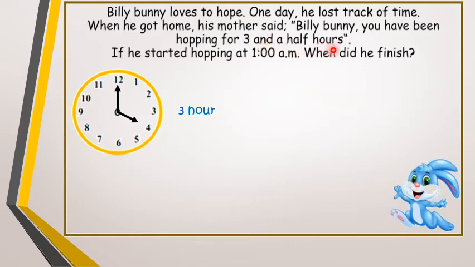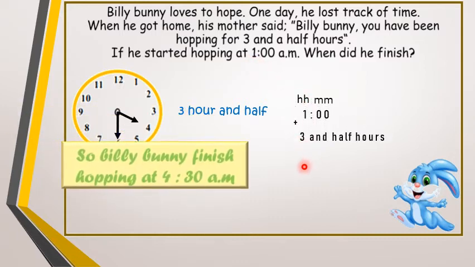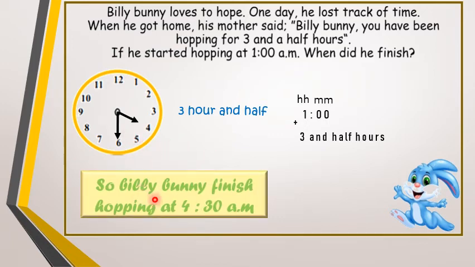Let's calculate the minutes. It's a half hour. So half hour means 30 minutes. So the long arm will move all the way here to make a half hour. So it will be like this. So now it's 3 hours and a half. This means that he got back home at 4:30. That means if I add 3.5 hours to 1 a.m., it will be 4:30. So Billy the bunny finished hopping at 4:30 a.m.